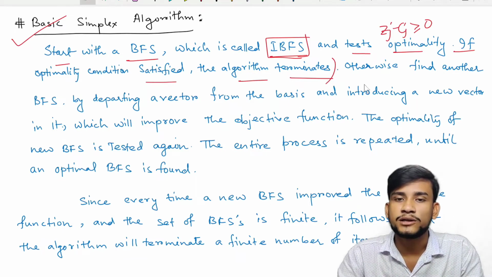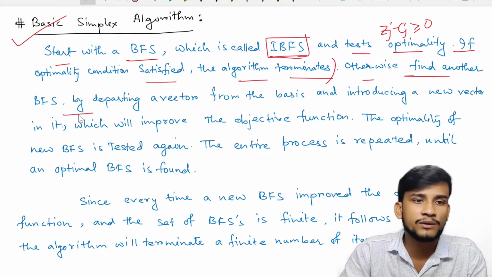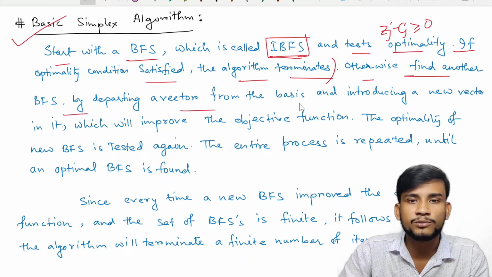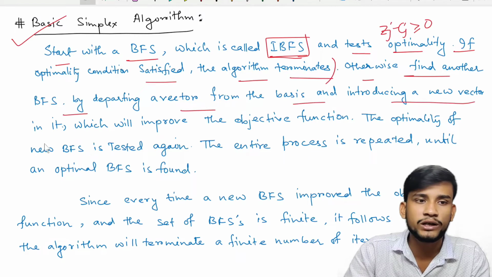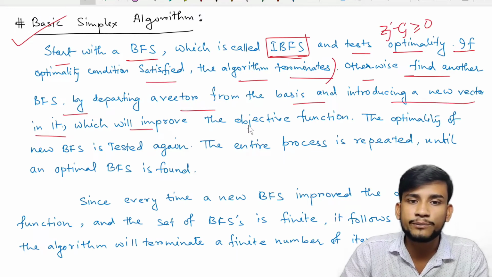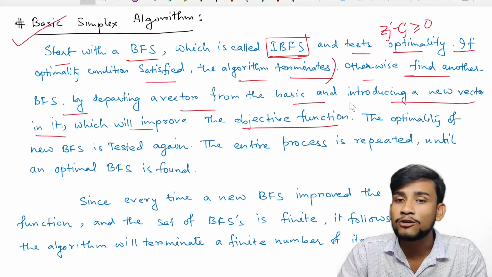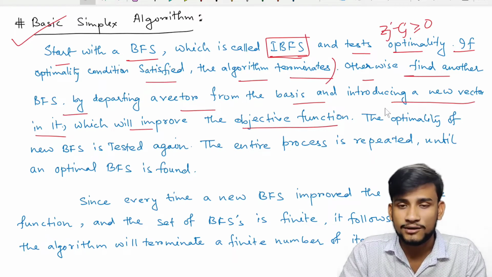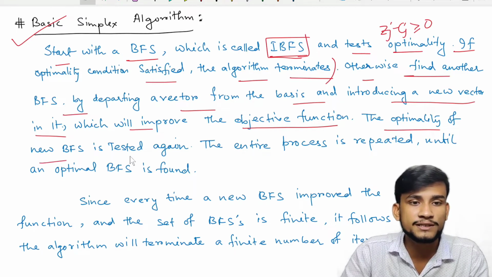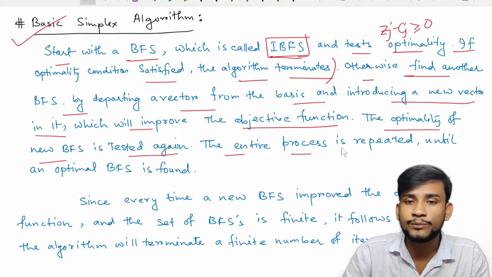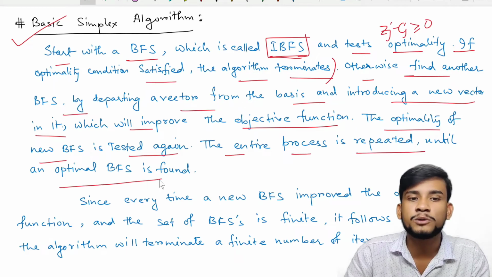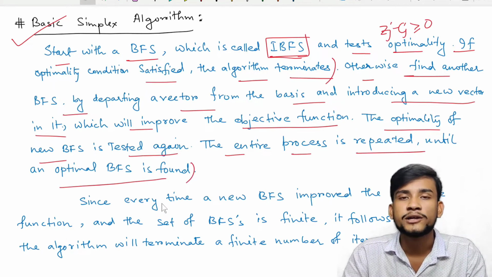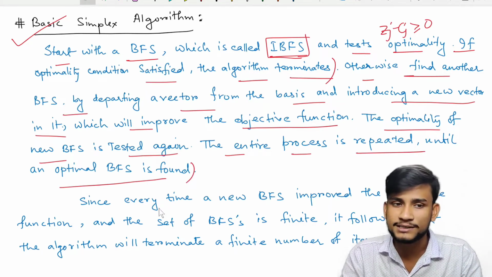Otherwise, find another BFS by departing a vector from the basis and introducing a new vector into it, which will improve the objective function. How to choose the introducing vector and the departing vector, we discuss later. The optimality of the new BFS is tested again. The entire process is repeated until the optimal BFS is found. This is the summary of the simplex algorithm.